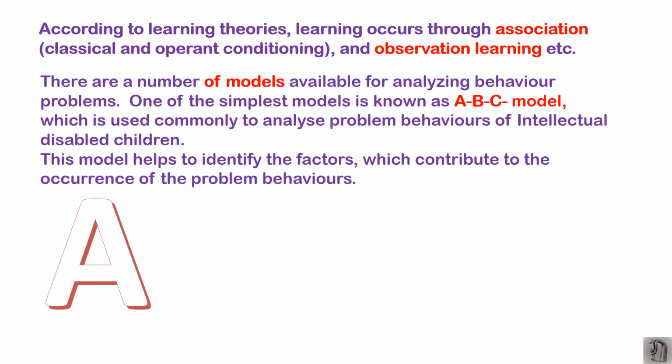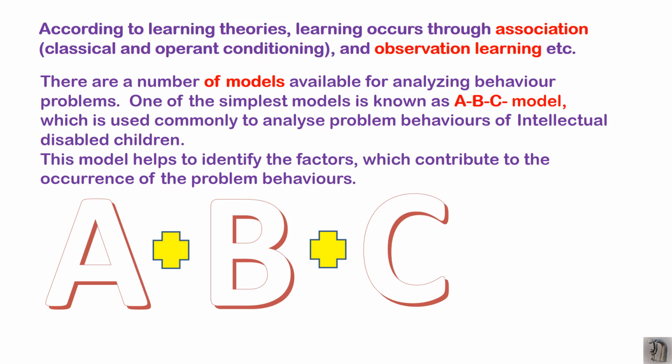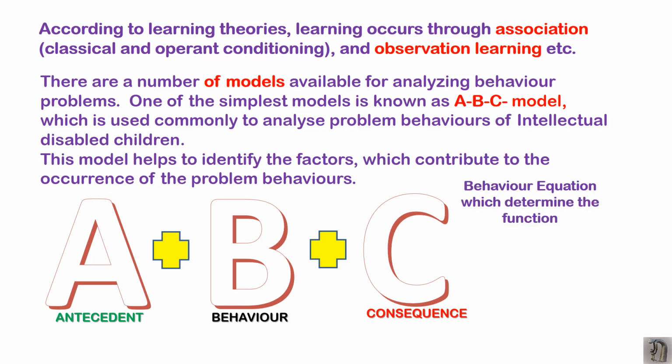So let us first see your ABC equation. A is your antecedent, B is your behavior, C is your consequences. Got it? With the help of this, we are going to discuss in a little detail antecedent, behavior, and consequences with examples. But before that, see, the behavior equation which determines the function.